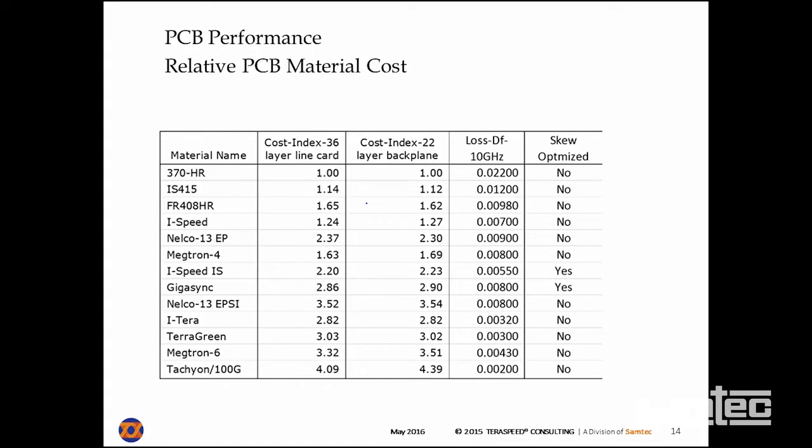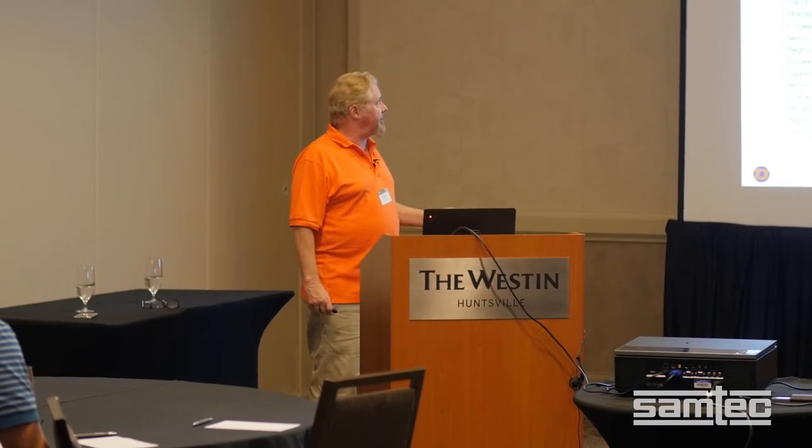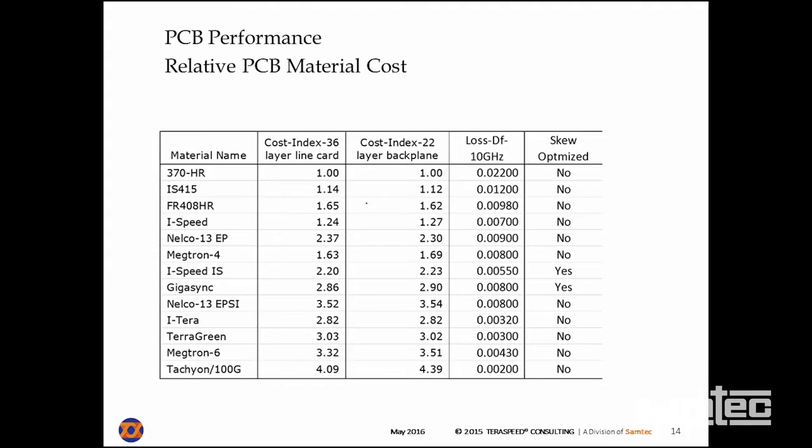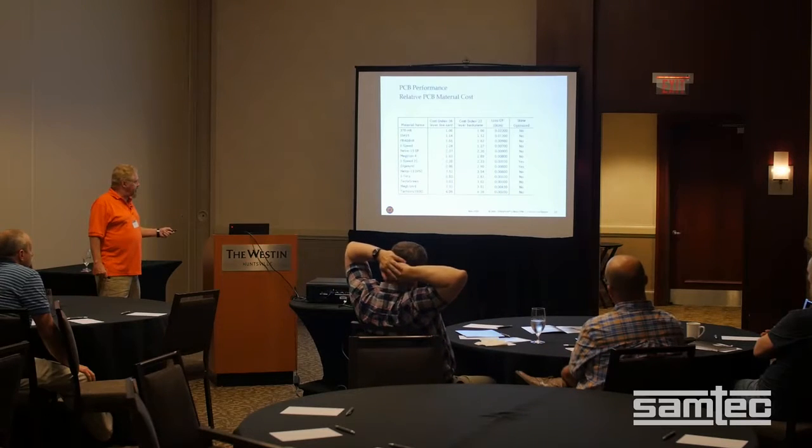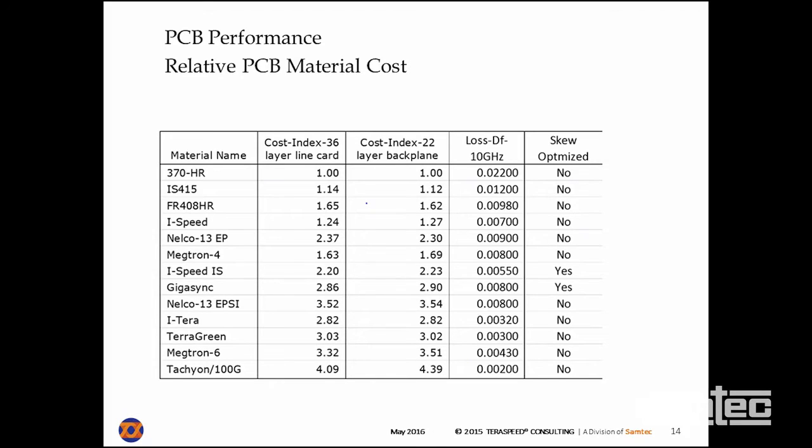And then you have to think about what material do you need? Now, if you're going slow, then of course you want to choose the cheapest stuff you can get. So, you know, there's some nice cheap stuff. And what it is, it's based on all 370HR. Nice, cheap board material. Right? But the loss DF, that's your tangent loss or the loss of your board, dielectric factor, this is a big number. And then the smaller it gets, notice it goes way down to 0.002. This was 0.02. That means it gets less lossy.